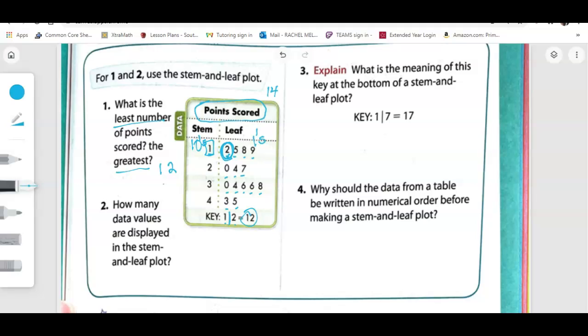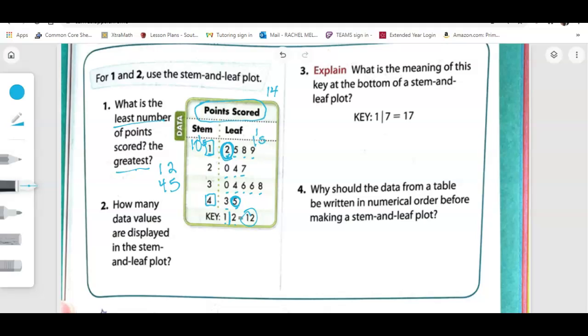And then the greatest, I do the same thing. I go to the very biggest stem, which is 4 in the tens place, and I go to the very biggest leaf, which is 5 in the ones place. That's all this question asked for. It didn't ask me to find the difference. It just asked me to find the least and the greatest.